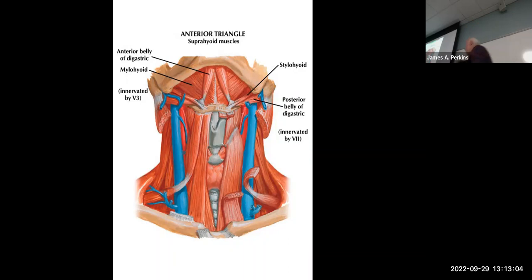Both of these muscles are simply pulling up on the hyoid bone. So these muscles can't open the jaw. They don't actually attach to the mandible. They're simply connecting different parts of the skull to the hyoid bone. So they actually help elevate the hyoid bone, which is something that happens during speech and also during swallowing.